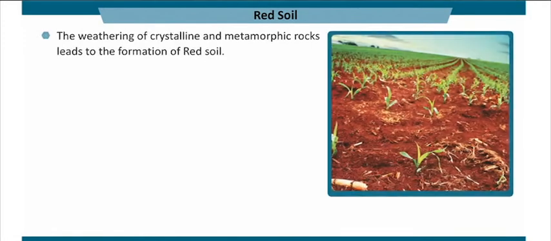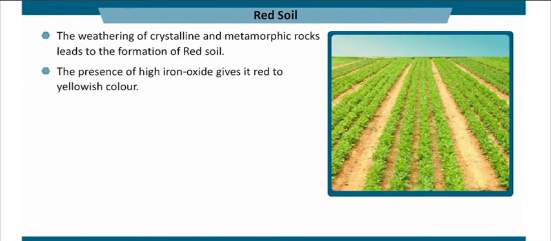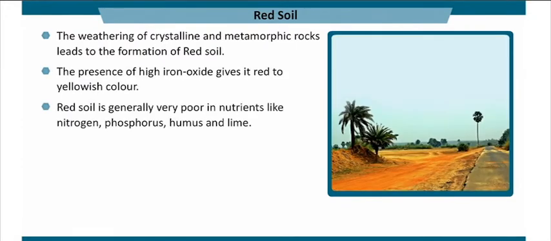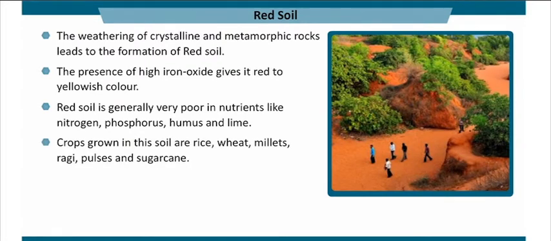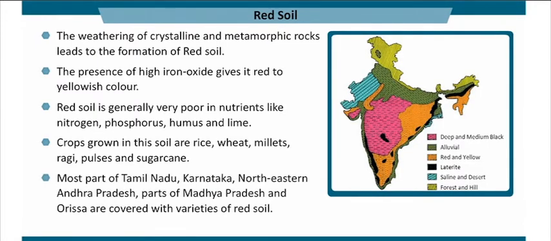Red soil. The weathering of crystalline and metamorphic rocks leads to the formation of red soil. The presence of high iron oxide gives it its red to yellowish color. This soil is generally very poor in nutrients like nitrogen, phosphorus, humus and lime. It cannot retain moisture. It is not considered a fertile soil, but if added with proper manure, it becomes productive. Crops grown in this soil are rice, wheat, millets, ragi, pulses and sugarcane. Most parts of Tamil Nadu, Karnataka, northeastern Andhra Pradesh, and parts of Madhya Pradesh and Orissa are covered with this soil.